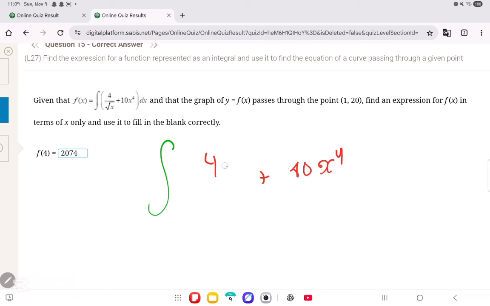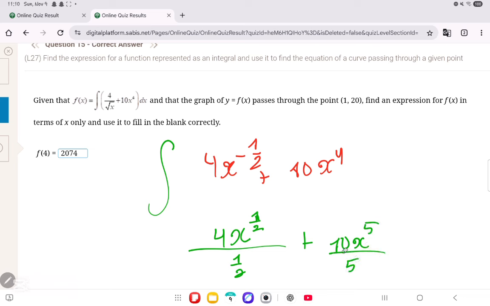It will be x to the power of minus half. Do integration for this, it will be 4x to the power of minus half plus 1, which is half, over minus half plus 1, which is half, plus 10x to the power of 4 plus 1, 5, over 5. 10 divided by 5 is 2. And then this is basically 4 times 2 over 1. What's 4 times 2? It's 8. Okay, so 8x to the power of half plus 2x to the power of 5 plus c.